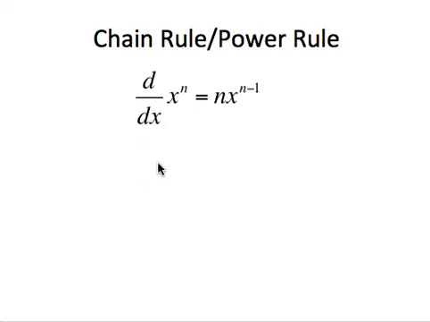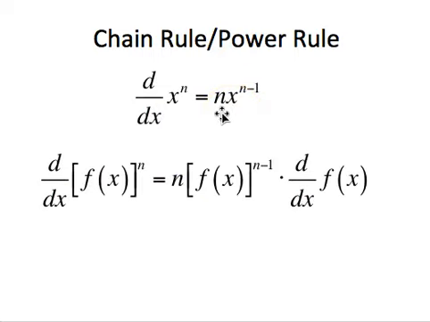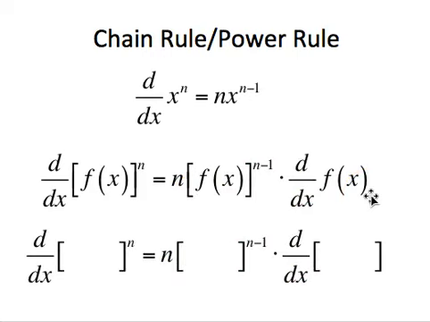Our power rule tells us that the derivative with respect to x of x to the n is n x to the n minus 1. Now with the chain rule, the derivative of f of x to the n is n times f of x to the n minus 1 times the derivative of f of x. And I prefer to leave the f of x out. So I'll say the derivative of something to the n is n times something to the n minus 1 times the derivative of the something. So let's look at the following example.